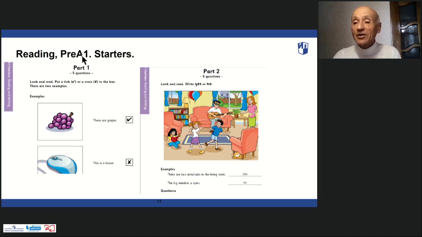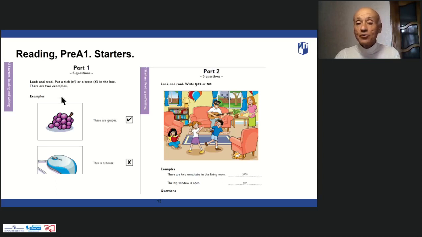They can't learn. We are to teach, we are to train them, to get them acquainted with the exercise formats, teach them how to be attentive to the task, how to follow the task. So reading, Preliminary A1 level, Starters. Part 1, 5 questions. Look and read. Put a tick if yes, or a cross if no, in the box.